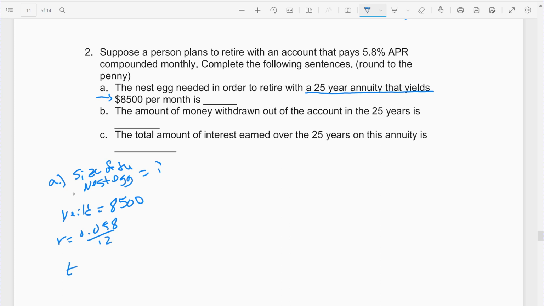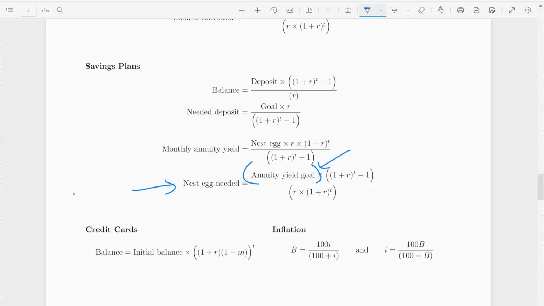And T comes out to be 12 times 25, which is 300. Alright, so you're going to pull out 300 of those. So those are the values you carefully plug into the formula. So you go in here and you carefully plug them into this formula. Where I have sets of parentheses, you need sets of parentheses. Alright, so make sure you're very, very careful when you plug it in.